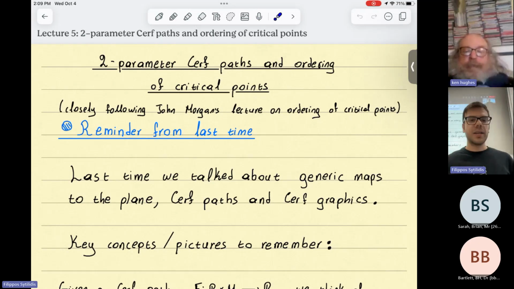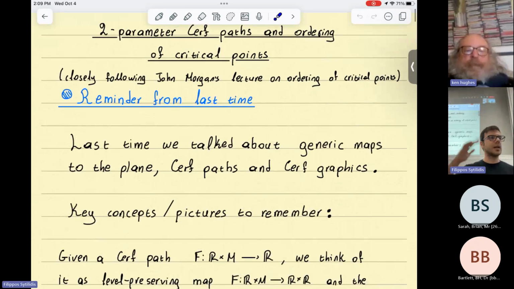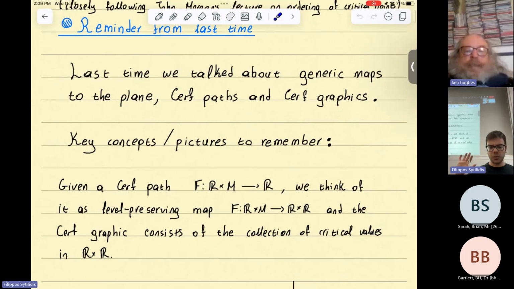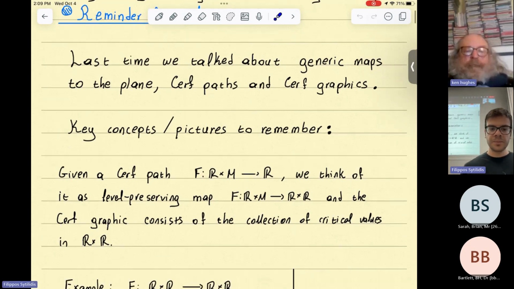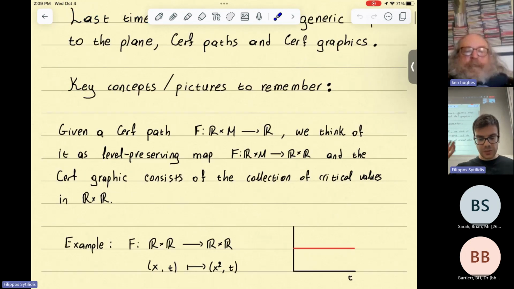Okay, so we're going to do a bit of a reminder from where we were last time and then go on with the new stuff. Last time we talked about generic maps to the plane, we talked about surf paths, and we also talked about surf graphics. There are some crucial notions that I'd like us to remember.